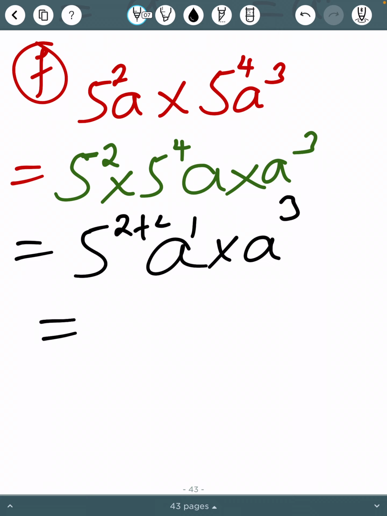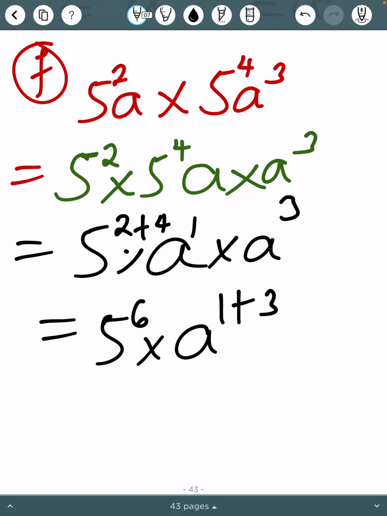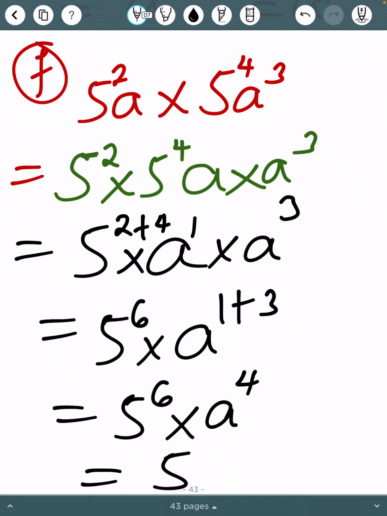I can put that together too. Let me write it: 5 raised to power 6 times a raised to power 1 plus 3. I'm sorry, I didn't write the times here. So that gives me 5 raised to power 6 times a raised to power 4. I will leave my answer at 5 raised to power 6 a raised to power 4. That's question F. Let me go to G now.